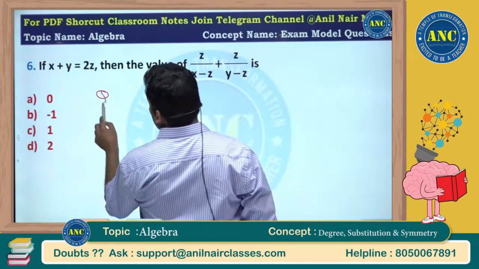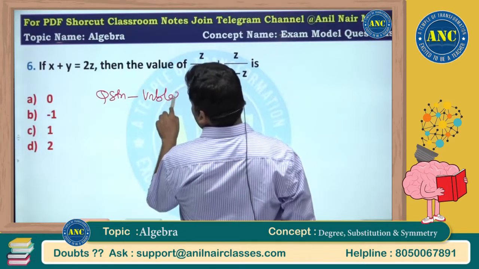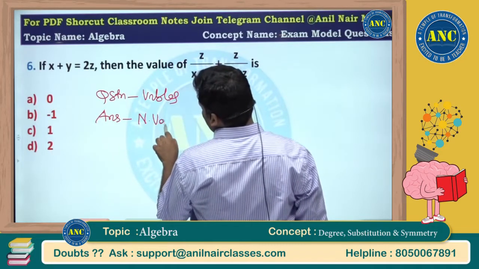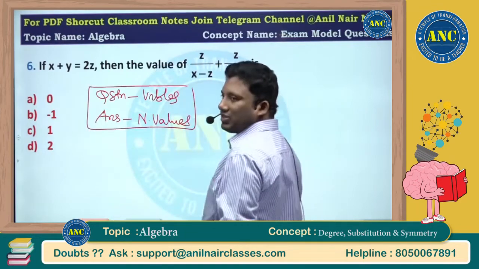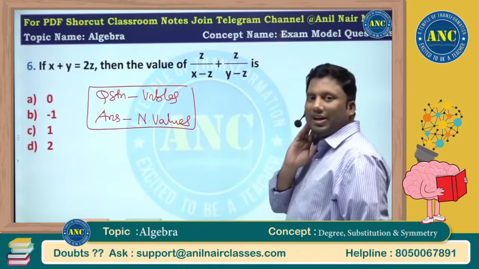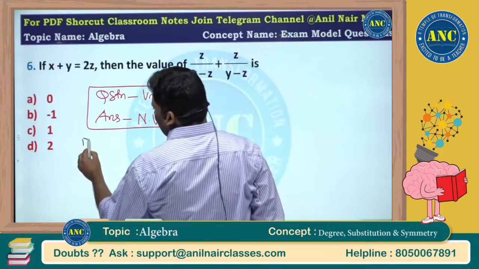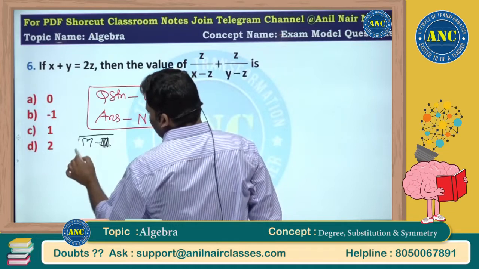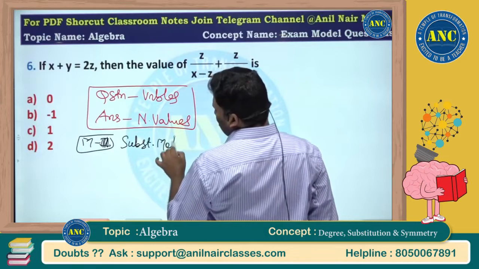Please write down, sir. Question has variables, answer options are numerical values. If the answer options are numerical values, how to do it? Listen carefully. Method number 1 is the substitution method. What is method number 2? Method number 2 is also the substitution method.